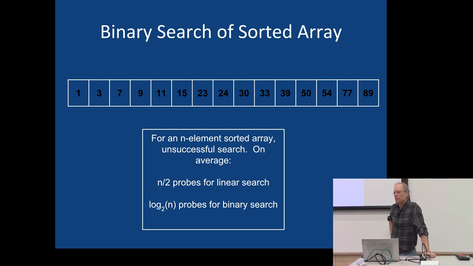So, if it takes 500,000 probes on average on a million element array, how many probes will it take for an unsuccessful binary search on a million element array? In other words, what is the log base 2 of a million? Does anyone have that committed to memory?